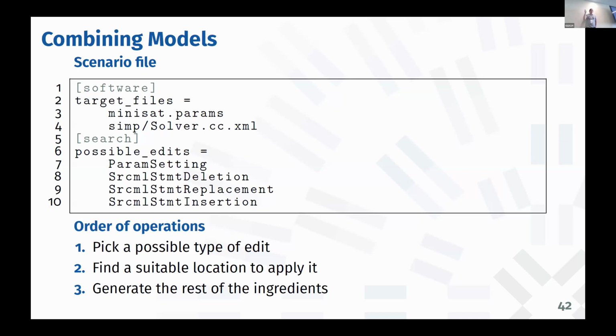So param setting, for example, if it picks param setting, it can only be applied on minisat.params. So it will try to modify the value of one parameter in that configuration file. But if you add several, it will first pick the type of edit, then on which model to apply it.